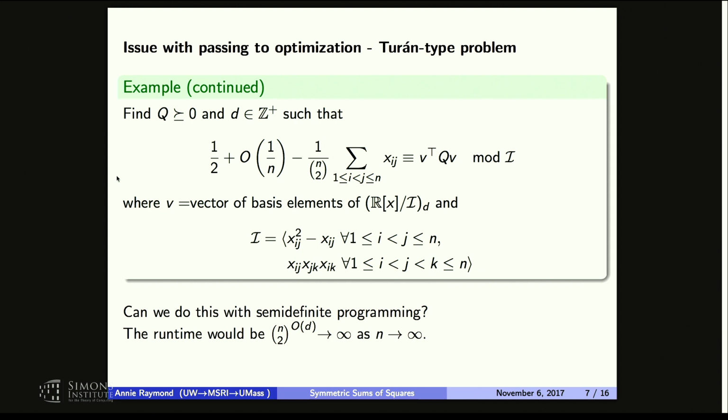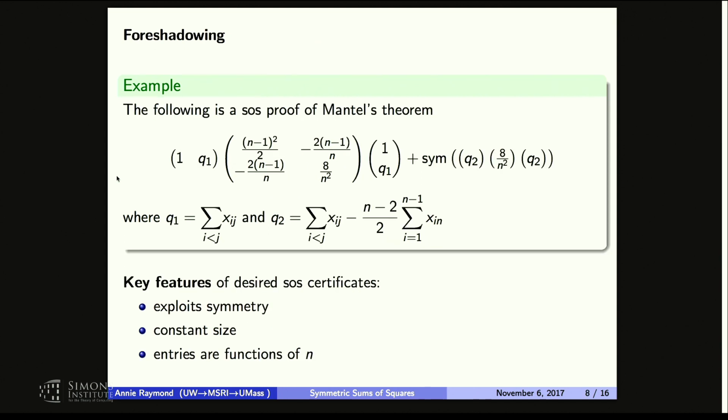So to give you a little bit of foreshadowing, this is the kind of sum of squares proof that I'll want. This is the kind of certificate that I'll want. So here, instead of having a vector of all the monomials of degree at most D in my quotient ring, I have just a vector of 2 polynomials, and here a vector of 1 polynomial. And those polynomials represent something with regard to symmetry, right? They're not random polynomials. And because I have these polynomials that exploit symmetry, I get constant size matrices.